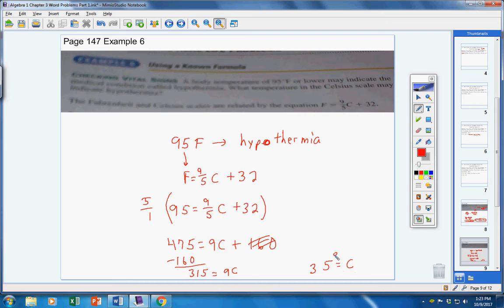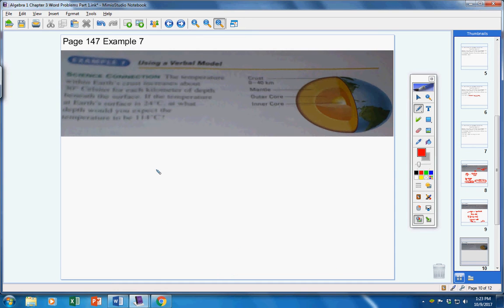So, if your body is at 95 degrees Fahrenheit, then your body is also 35 degrees Celsius. So here, we're just practicing making a substitution and then solving the equation. Okay, moving on to same page, number 7.